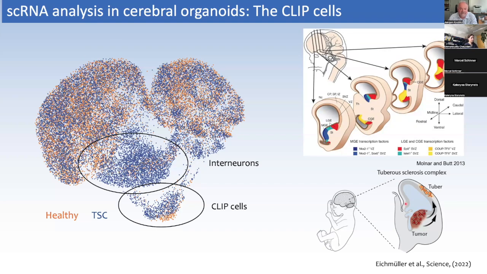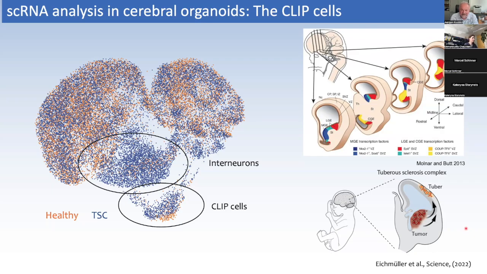Through a whole series of experiments, we could demonstrate that what happens in TSC patients is that tumors develop from the overproliferating CLIP cells, which overproliferate because they have more mTOR signaling. They then generate interneurons, which migrate into the cortex, and these generate the tubers. In mice, the CLIP cells do not exist, and that's why making the same mutation does not cause the same disease phenotype in mice.